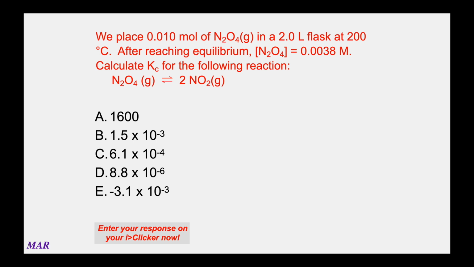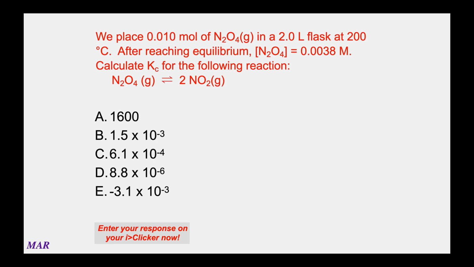Now, the equilibrium constant expression, the Kc expression, for this reaction will be nitrogen dioxide squared in the numerator and dinitrogen tetroxide by itself in the denominator. But you do need the equilibrium values to answer this question.